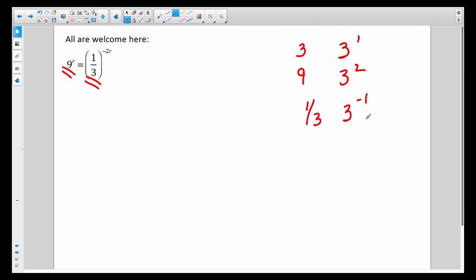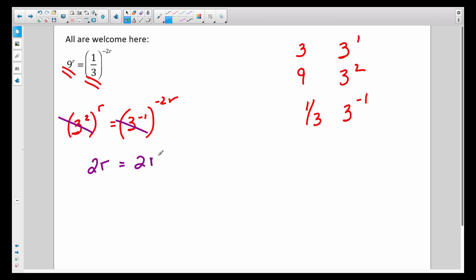Okay, so let's rewrite. I'm going to use 3 squared, raise that to the r, and I'm going to set that equal to 3 to the negative 1, raised to the negative 2r. Bases are the same, sayonara to you. Let's use the power rule. And look at that. 2r equals 2r. Well, of course it equals 2r.